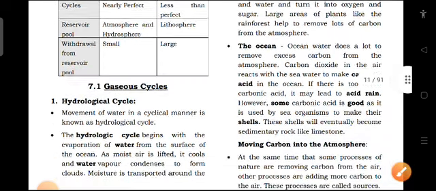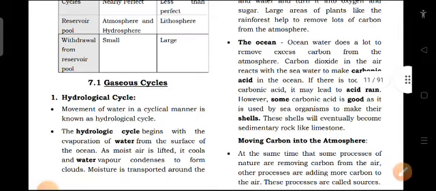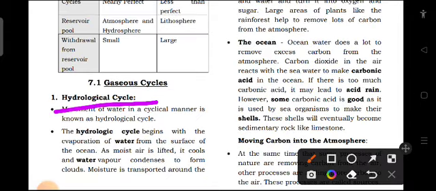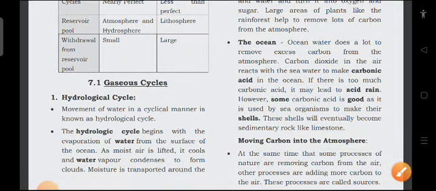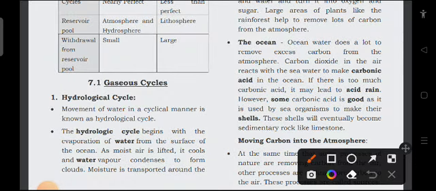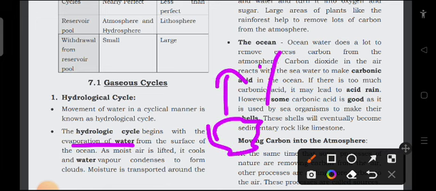In this, first let's talk about the hydrological cycle. Hydrological, we all know hydrology means water. Movement of water in a cyclical manner is called hydrological cycle. Hydrological cycle begins with the evaporation of water. So first water will be there. It will be evaporated from the surface of the ocean as moist air is lifted. Here it will cool down and it will become water vapor and it condenses to form clouds.